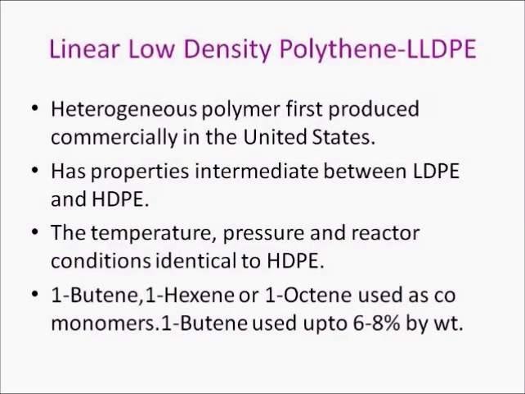Next polythene is LLDPE or linear low density polythene. It is a heterogeneous polymer first produced in US. It has properties intermediate between LDPE and HDPE. The operating conditions are similar to HDPE. Comonomers are also used for LLDPE production like 1-butene, 1-hexene, or 1-octene.